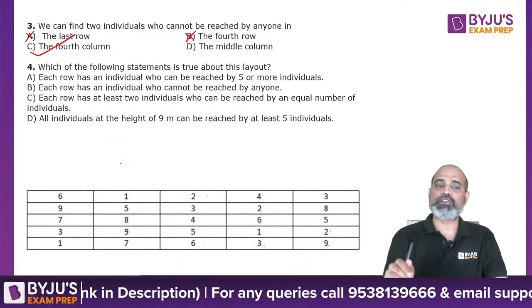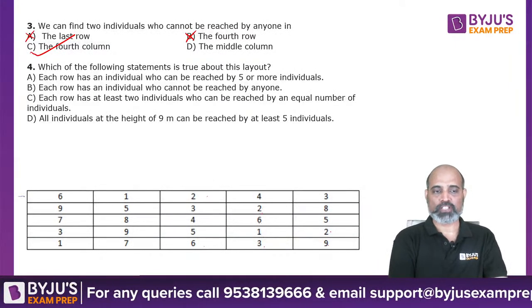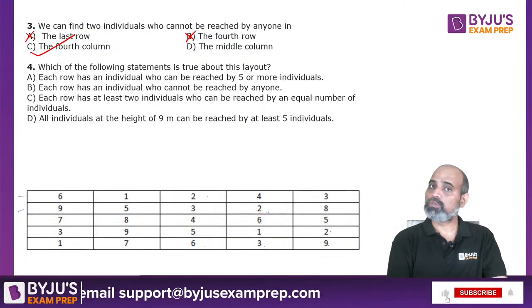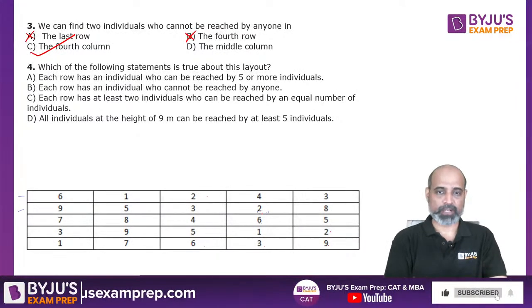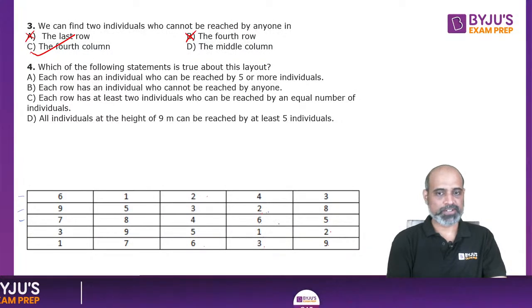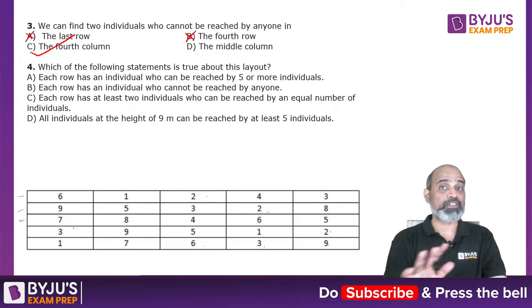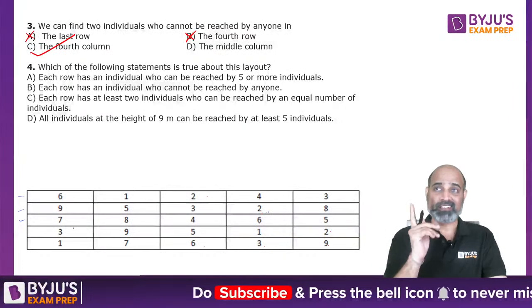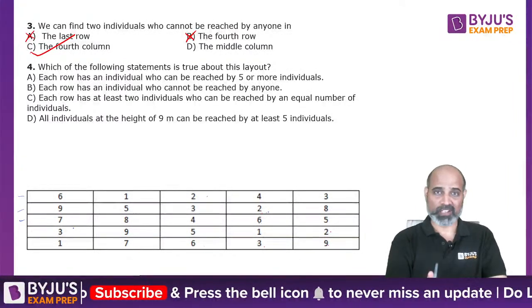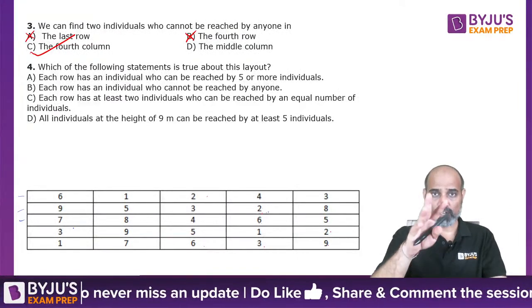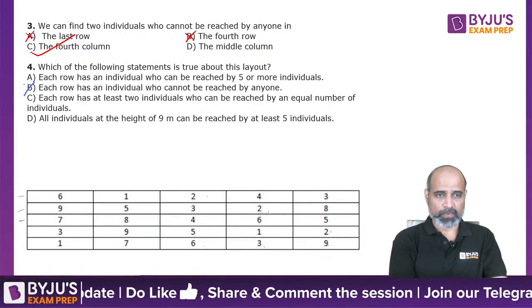Each row has an individual who cannot be reached by anyone. So first row has 1, agreed. Second row has this guy 2. In the second row also there is one person who cannot be reached by anyone. Third row, you have the number 5, no, 6, no, 4 can be reached, 8 can be reached, 7 also can be reached. So we don't have every row where there is one person who cannot be reached by anyone. So B can't be our answer.